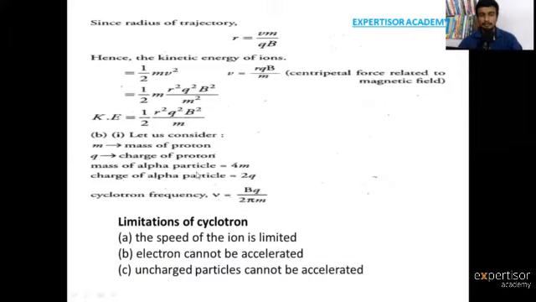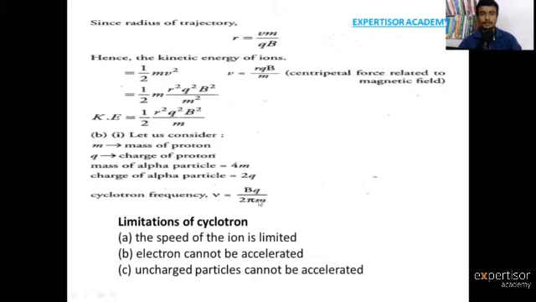So what is the meaning of alpha particle first of all? An alpha particle is nothing but a helium particle. What is the atomic number of the helium particle? That is 2. What is the mass number of the helium particle? That is 4. So that's why the mass of the alpha particle is 4m and the charge of the alpha particle is equal to 2q. So the cyclotron frequency v is equal to Bq divided by 2 pi m.